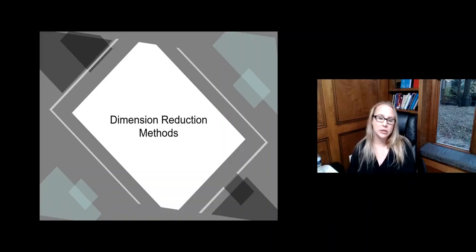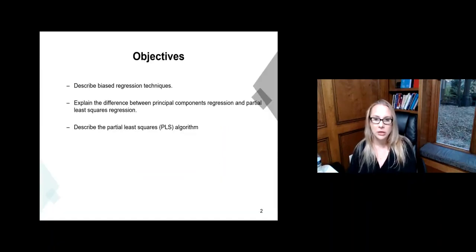This presentation discusses dimension reduction methods. The objectives are to describe the bias regression techniques that can be used, and that will make more sense as we go through it. Explain the differences between principal components regression and partial least squared regression, and then describe the partial least squared algorithm.